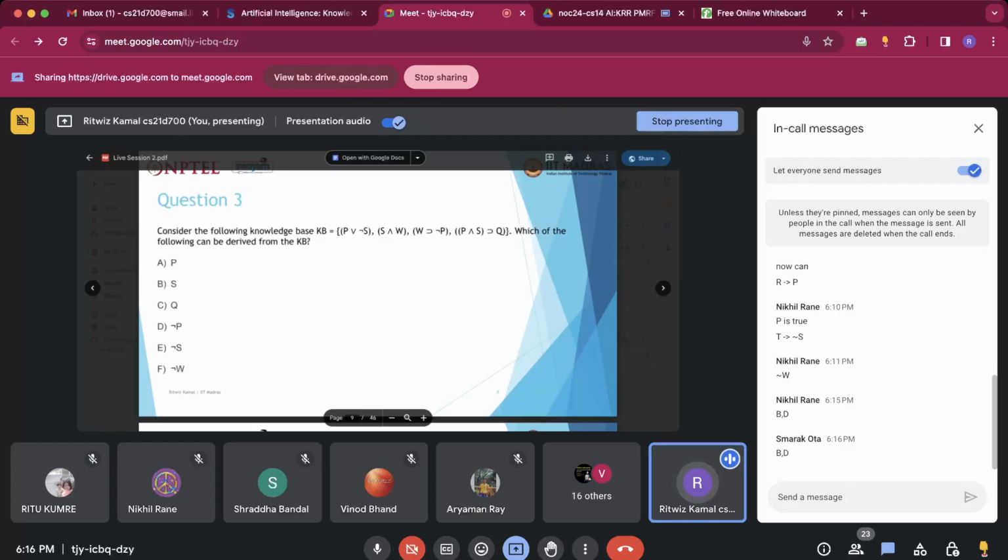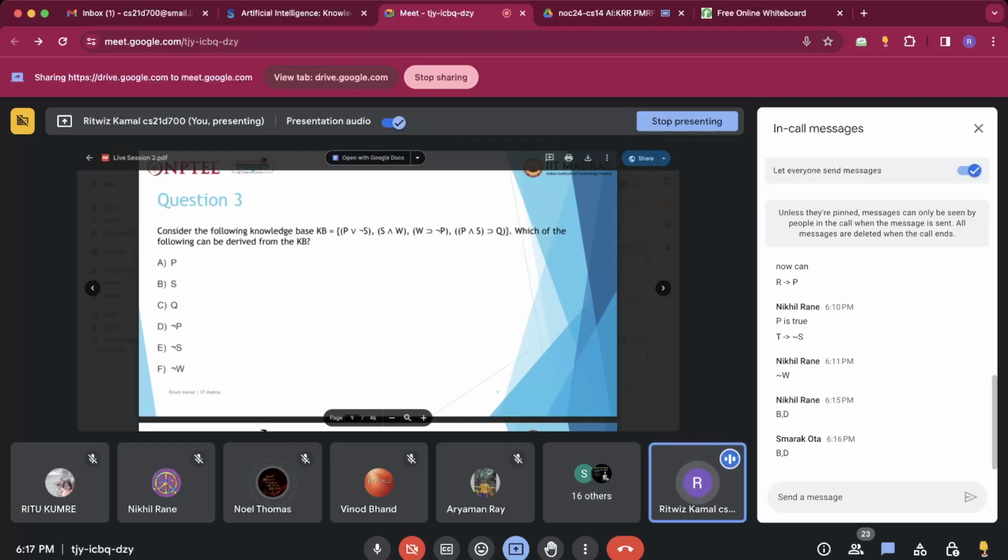So I'm not writing it out on the whiteboard for this one, but if it's not clear through the discussion, then we can go for the whiteboard solution as well. Okay, so again we have P or not S, which is basically S implies P, right? You agree with me? Right? We can write not S or P as S implies P. Can we write that? Yeah.